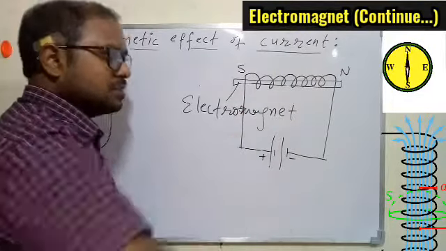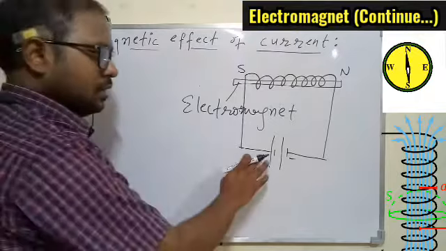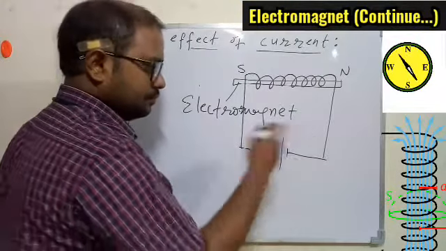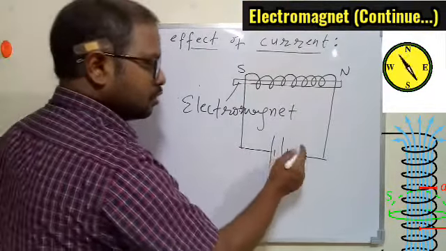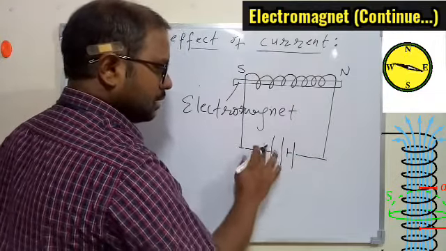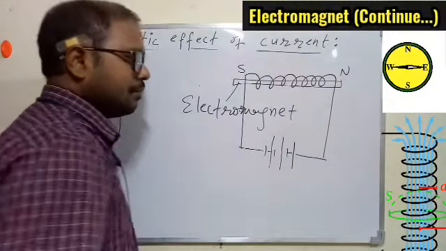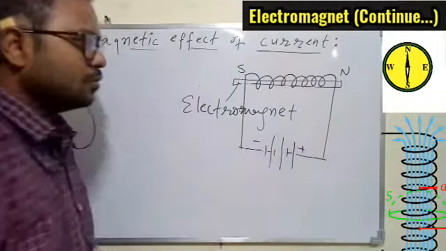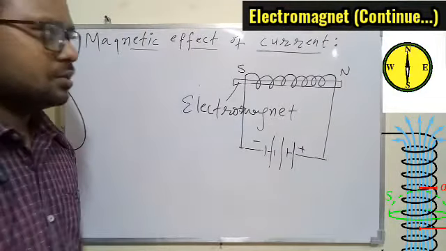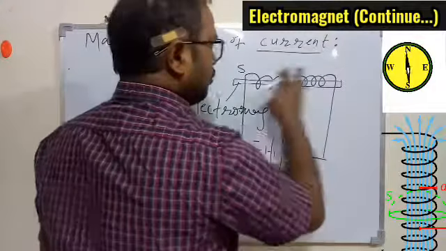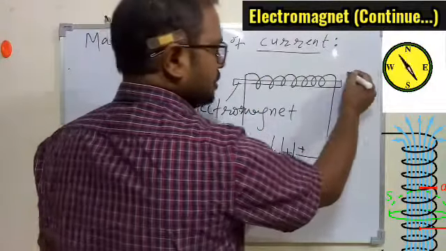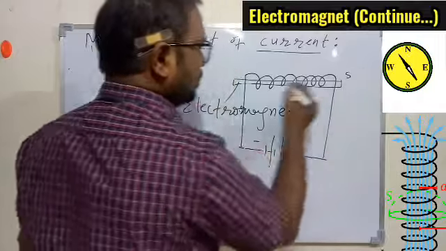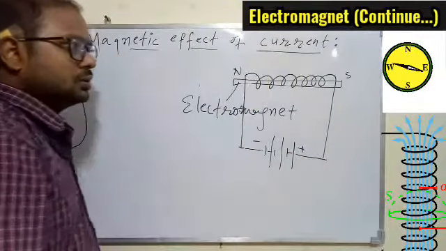And if you reverse the polarity of the battery, means if you convert it or reverse it, in place of minus plus, in place of plus minus. So now this side we have positive and this side we have negative. So what will happen? The polarity will change. So now the electromagnet will just have the opposite poles. So this side will become south and this side will become north.